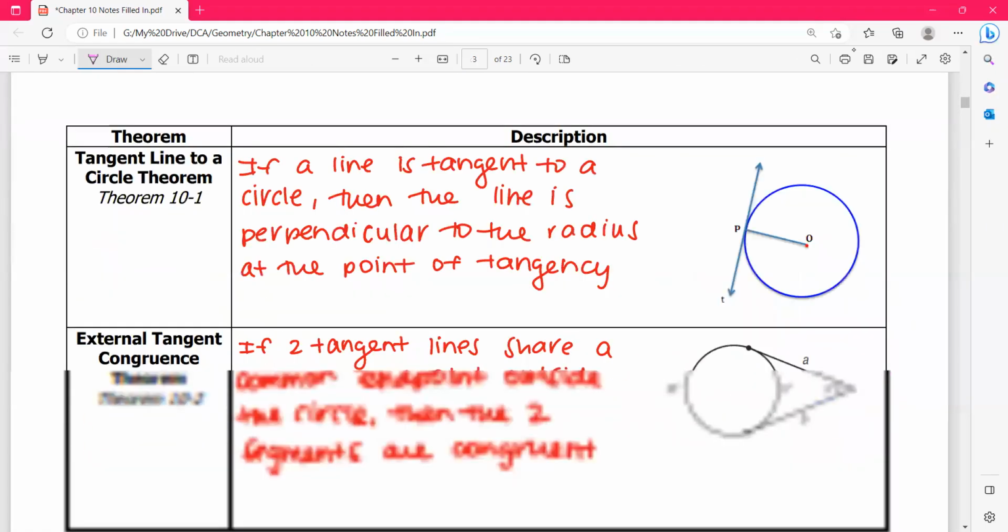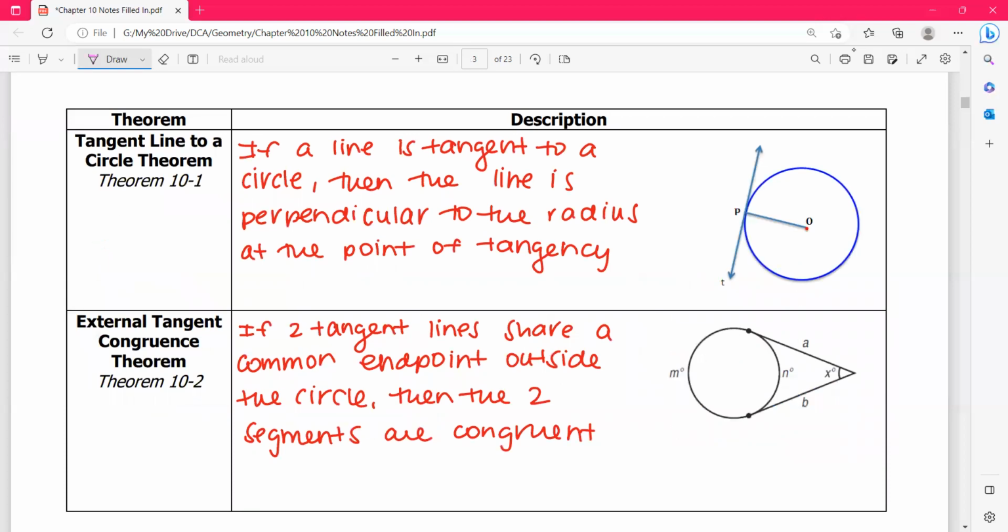The next two are theorems that I wanted us to chat about. We've got the tangent line to a circle theorem. This theorem tells us that when we have a tangent line to a circle, then the line is perpendicular to the radius at the point of tangency. So notice here's my tangent line. Here's my radius. At the point of tangency, that's point P, it forms right angles because we have perpendicular lines, perpendicular segments. That's this first theorem.